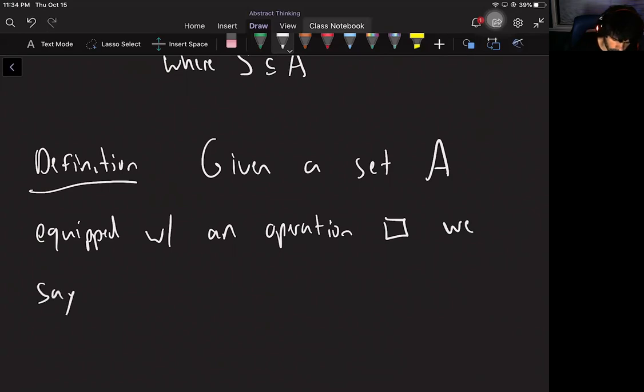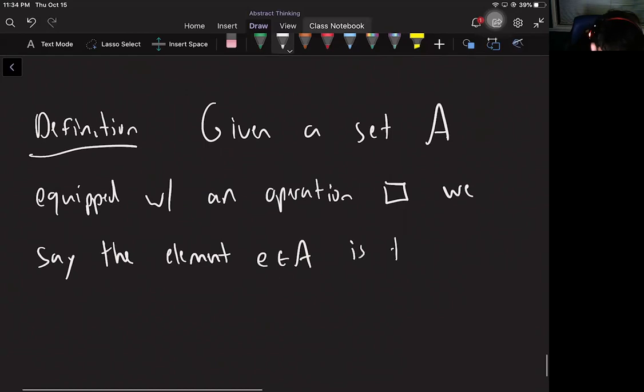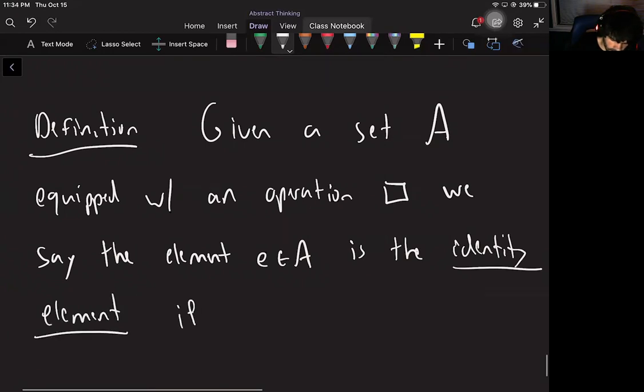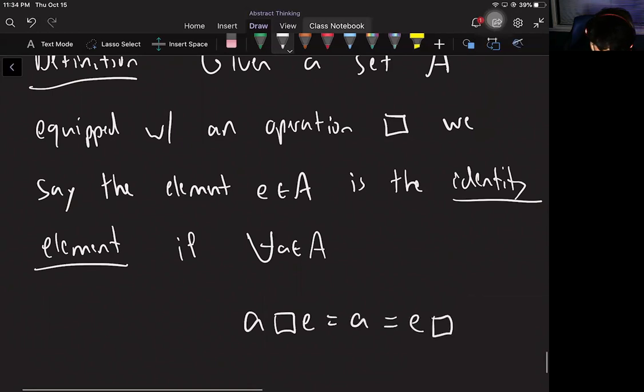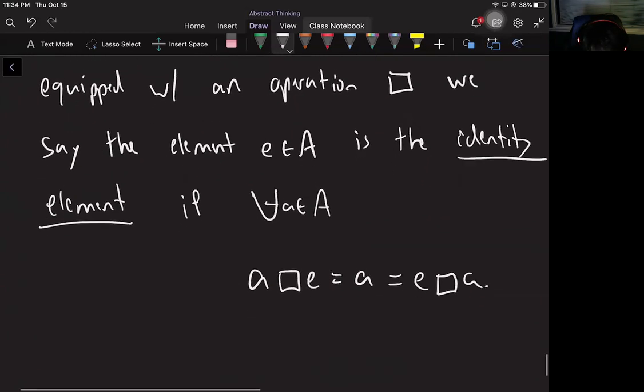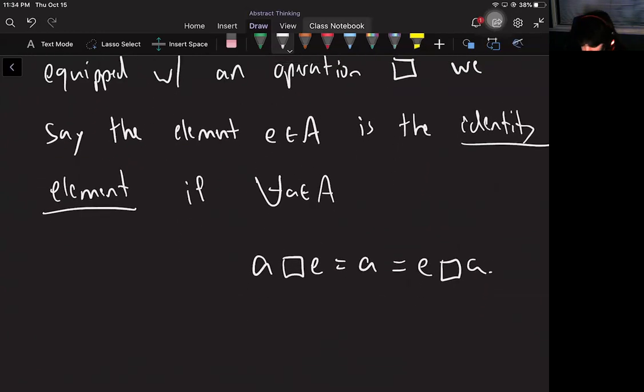We say the element E is the identity element. That's the name. It's the identity element if, no matter what other thing you take in A, if I use the operation with E, it just doesn't change it in either order. So that's what an identity element does in a set with an operation. So it depends on both the set and the operation.